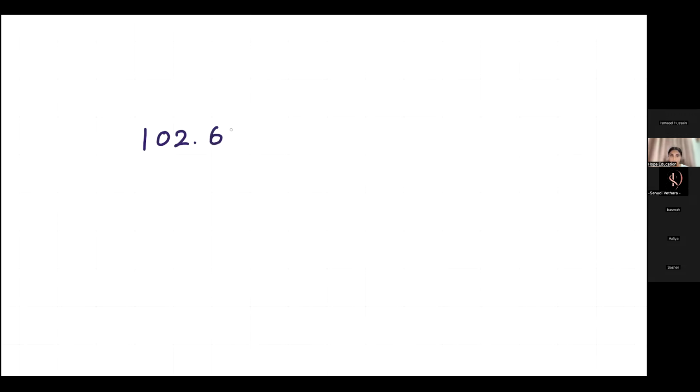102.663. Now I have to keep it to 2 decimal places. If I have to keep to 2 decimal places, this decimal place is extra because I only need 2 decimal places. This is extra, so I have to remove it.